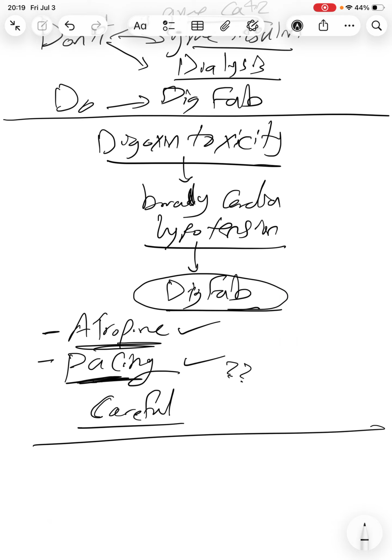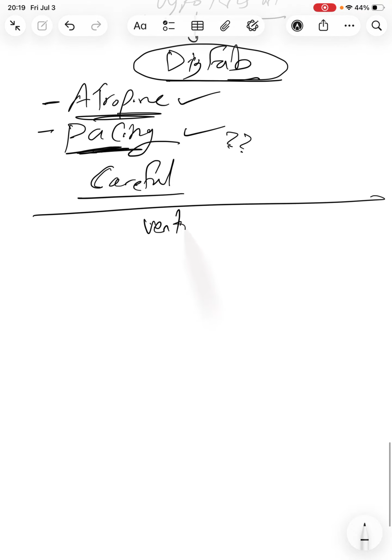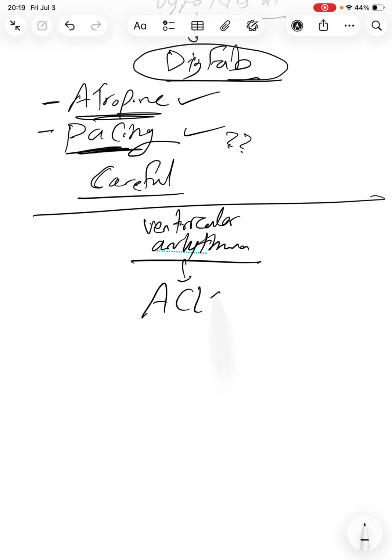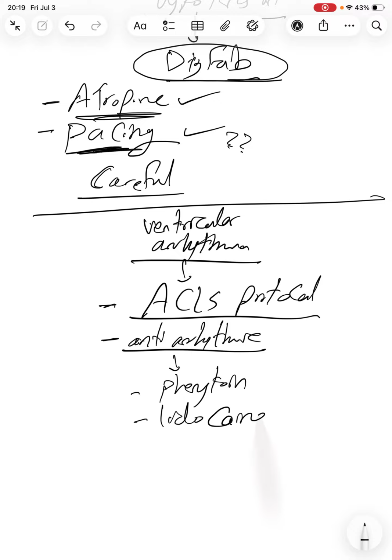Okay, if you have digoxin toxicity and the patient has ventricular arrhythmia, you follow the ACLS protocol. And for the preferred anti-arrhythmic medication here, you can try phenytoin, you can try lidocaine.